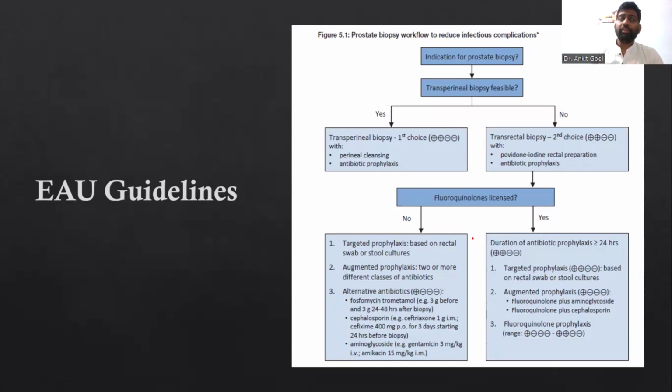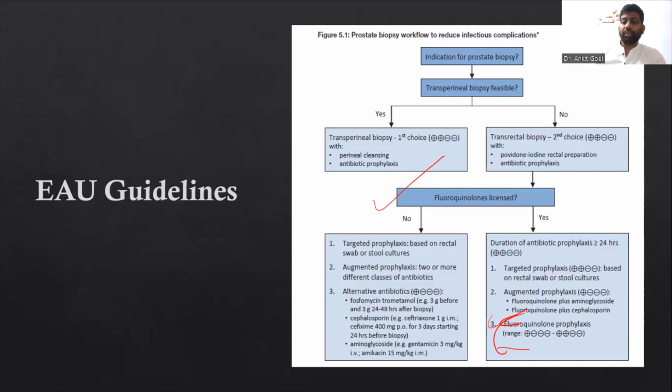And the second choice, if it is not possible, there is no option, we have to go for a transrectal biopsy. If we are getting a transrectal biopsy done and the patient lives in a country where the fluoroquinolone is licensed, in those countries, the first choice is still the targeted prophylaxis. We don't go for a fluoroquinolone. Fluoroquinolone is always the last option, even in countries where the fluoroquinolones are licensed. This is a very useful piece of information that we get from the EAU guidelines, and there is no second alternative to it. We have to understand the importance of this.